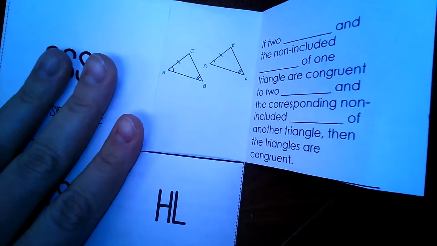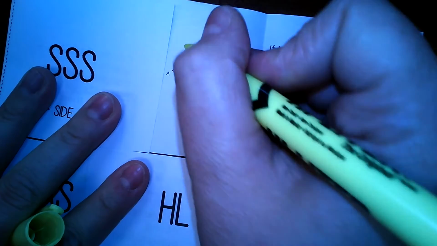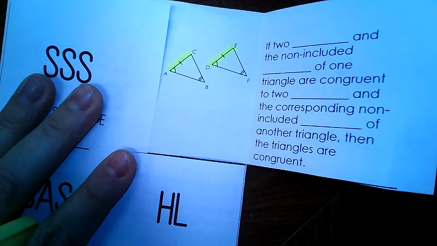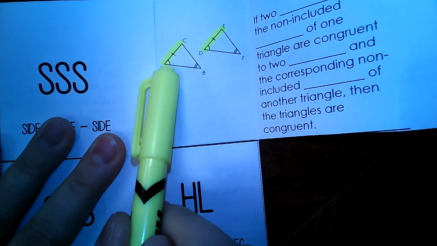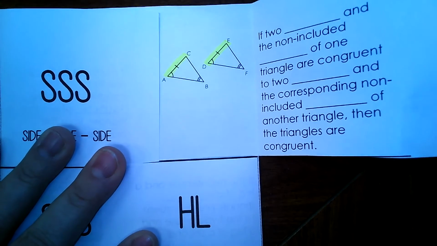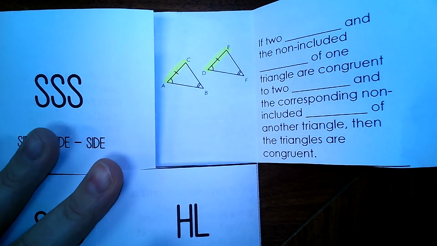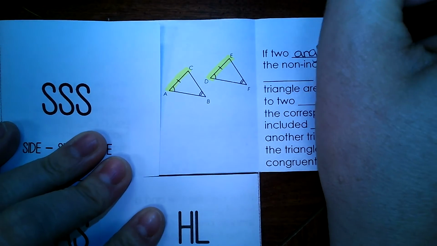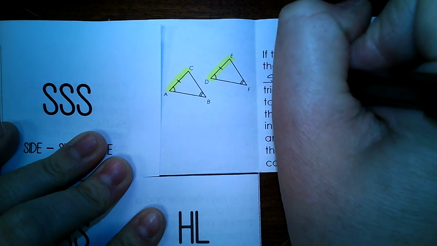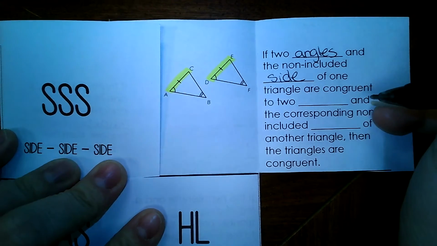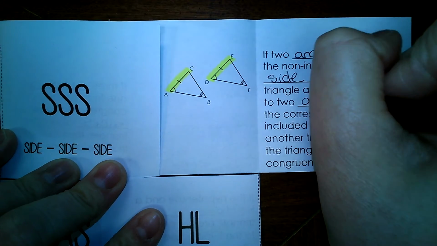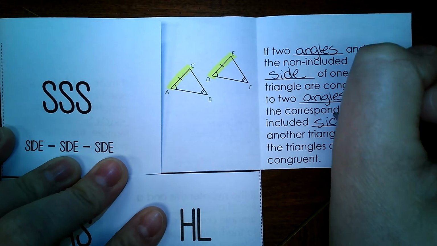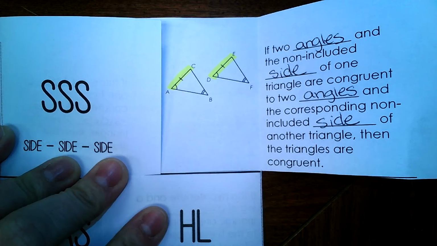Okay, the side is pretty important here. I'm going to highlight it yellow. The side, AC, and DE, those are the congruent sides, but notice they are not connecting the two congruent angles. That has a special vocabulary word. It's called non-included. So let's write this out. If two angles and the non-included side of one triangle are congruent to two angles and the non-included side of another triangle, then these two triangles are congruent.